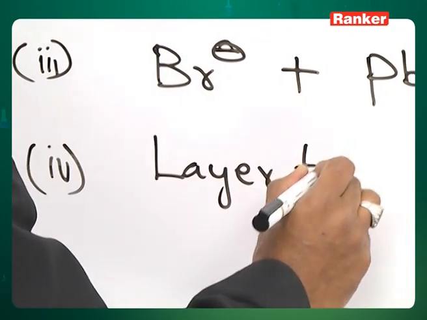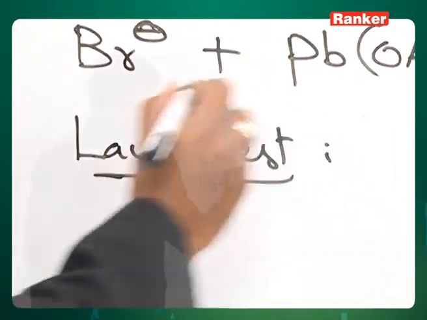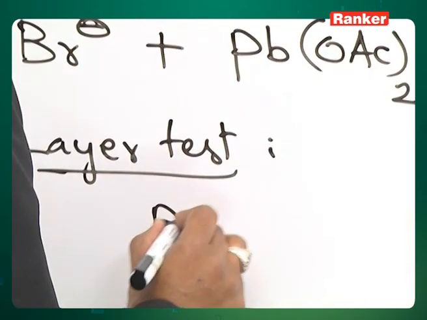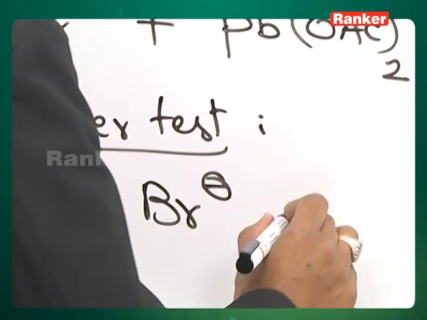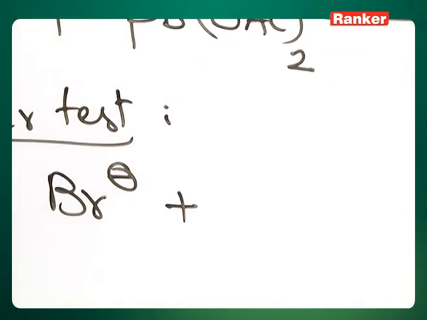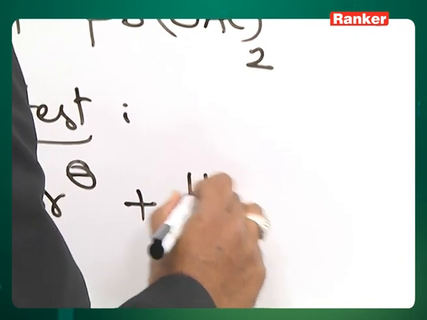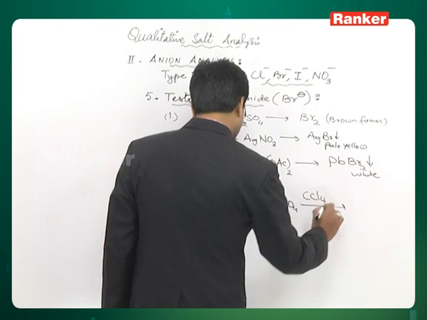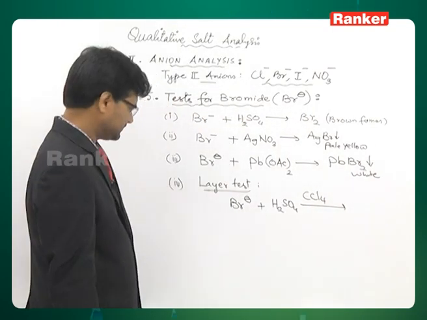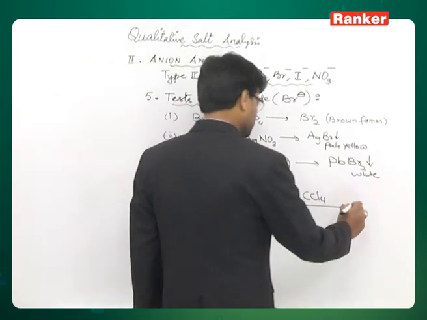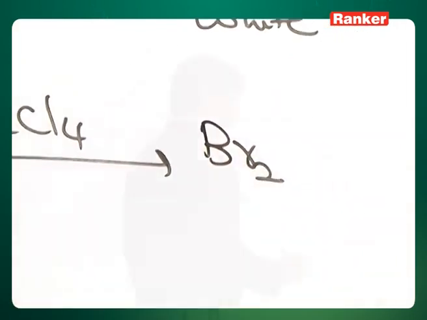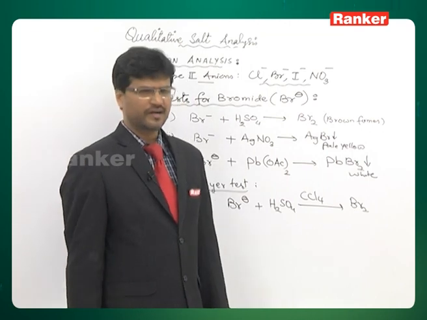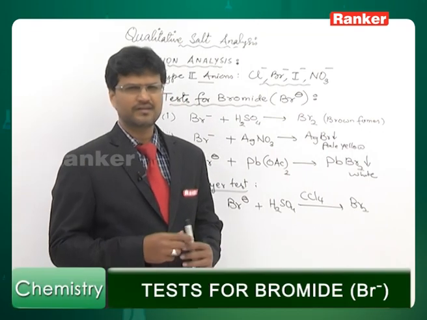Layer test. Let's look at what is layers test. To bromide, we add sulfuric acid, and in presence of CCl4 solvent, bromide becomes bromine and it will immediately dissolve in the CCl4 solvent, and you get a reddish brown colored layer.